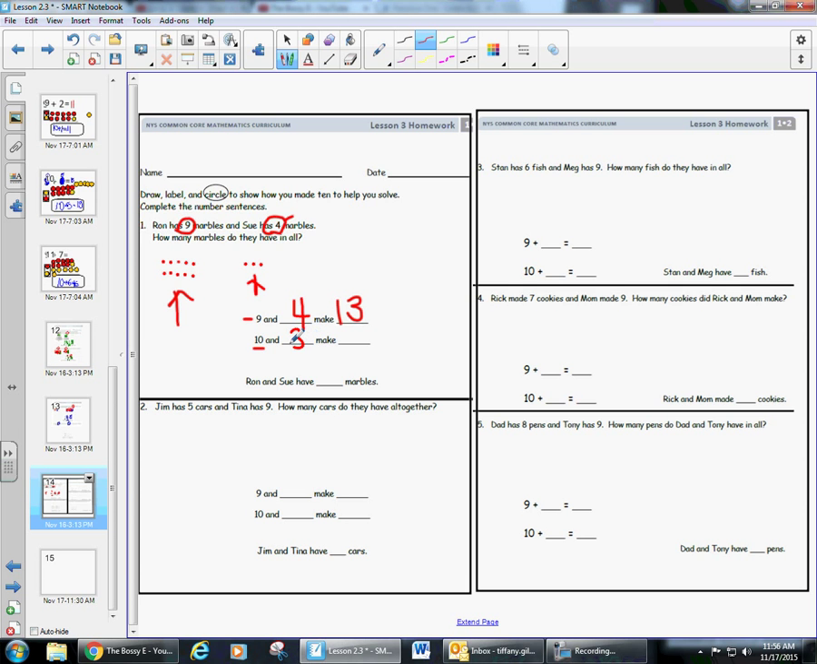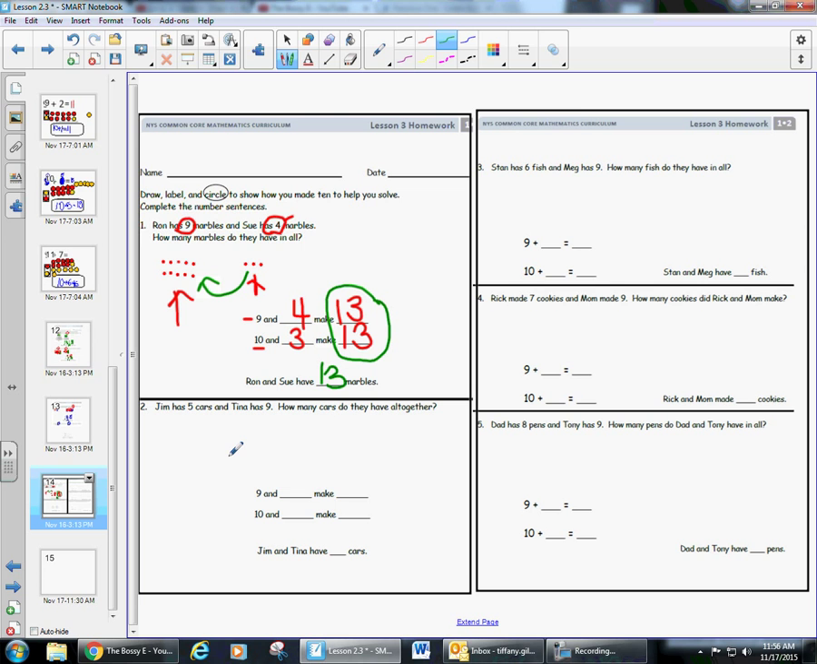So now it's a little bit easier to find the total because we've talked many times about 10 plus a single digit is going to give you 18. So 10 plus 3 would make 13. And I've told them and I've talked to them about how the total is exactly the same because all we did was move one dot from here over to here. We didn't add anything. We did not take away anything. We just moved. So our total is not going to be any different. It's still going to be 13. So Ron and Sue have 13 marbles.